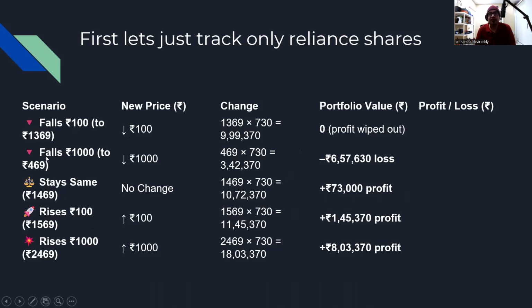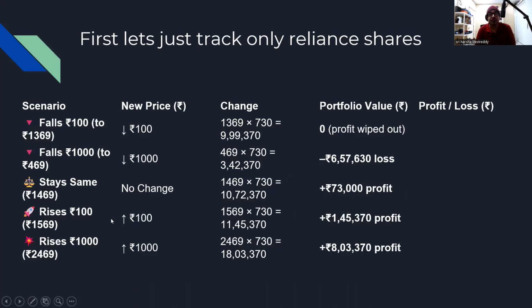If it falls more, for example, I have taken theoretically 1,000 rupees. It can fall more, it can fall less, but for example, I have taken it can fall 1,000 rupees. Here, the Reliance share will be this much in loss. If it stays at the same level, already you are in profit, right? 70,000. So the 70,000 profit will be there.